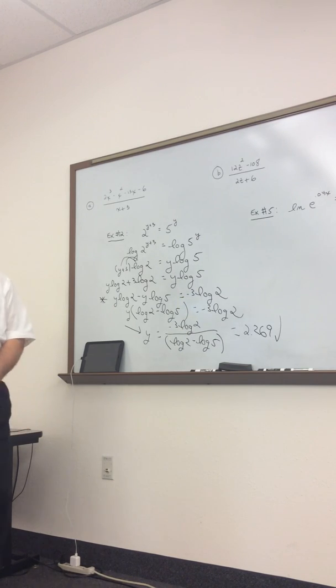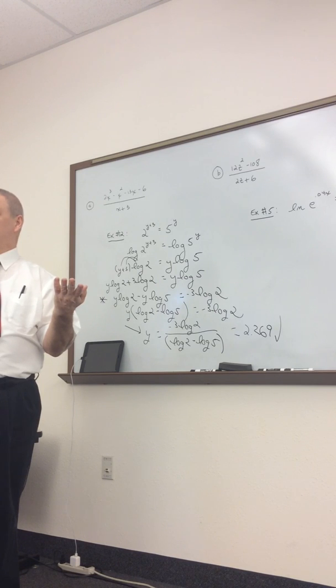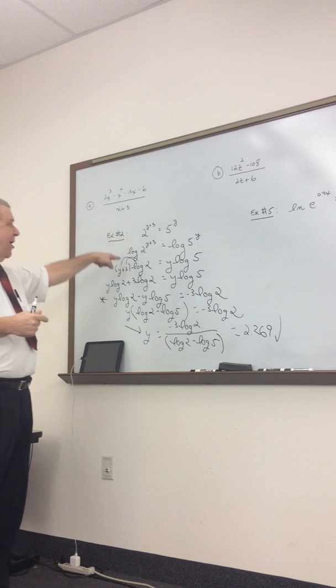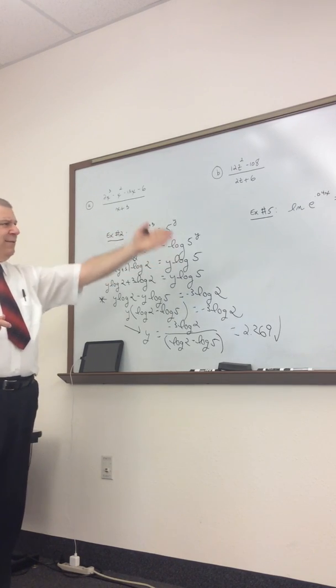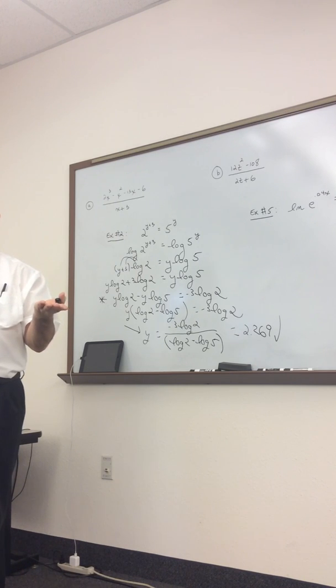Let me ask you this. Are you going to take a logarithm on both sides? Somebody answer that first. You know how over here I took the log of this side and the log of that side? Am I going to do that in example 5? Am I going to take a natural log on both sides? The answer is no. Why? Why would I not do that?